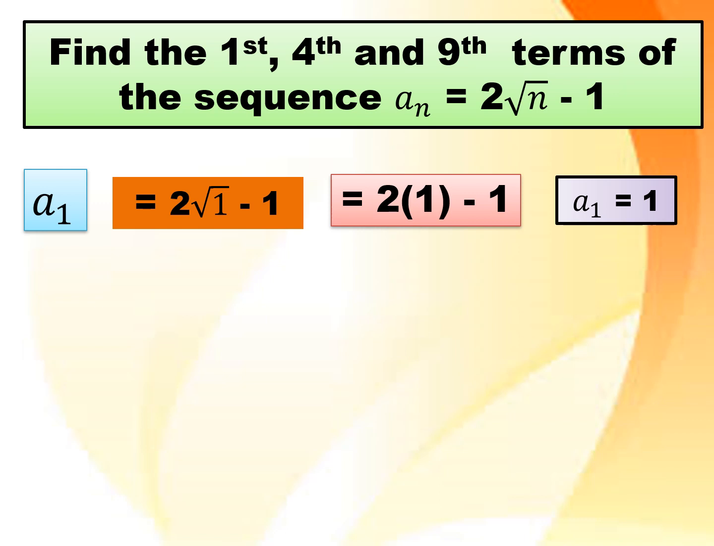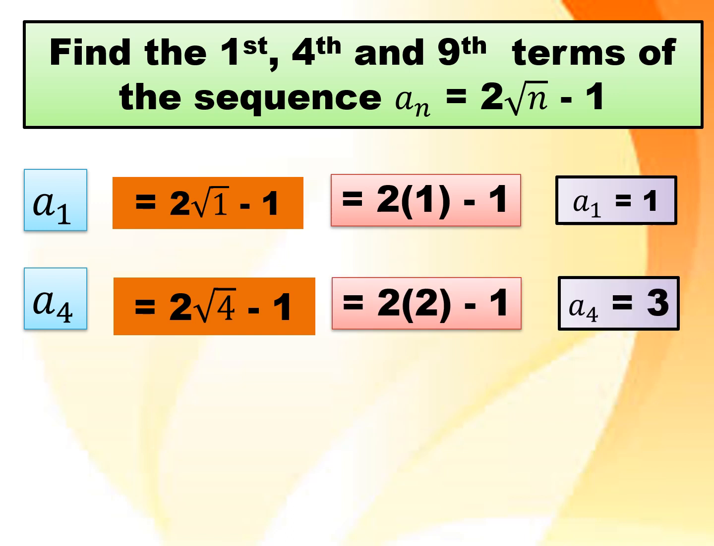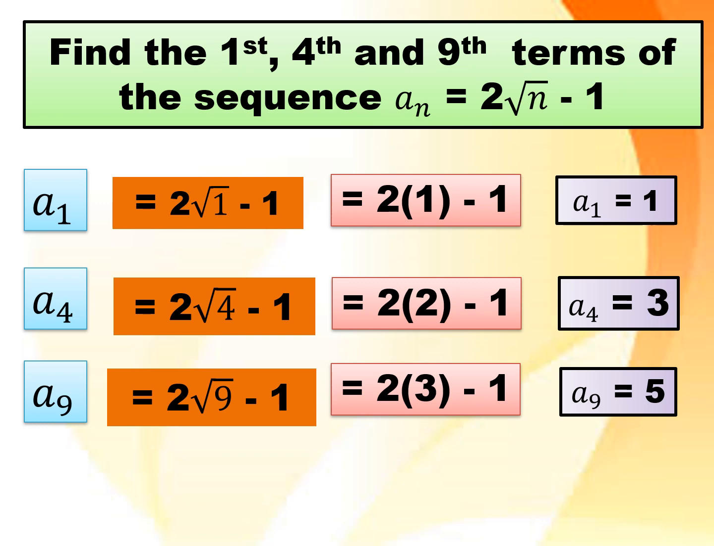For our fourth term, we will have a sub 4, which is equal to 2 times the square root of 4 minus 1. Simplifying the radicand, we will have 2 times 2 minus 1, which is equal to 3. For our ninth term, we have a sub 9. Substituting the value of n, we will have 2 square root of 9 minus 1. Simplifying the radicand, we will then have 2 times 3 minus 1, which is equal to 5.